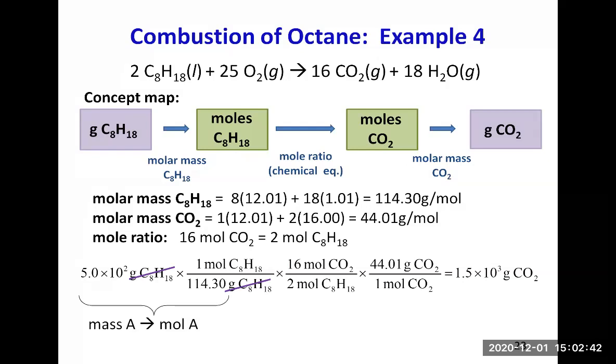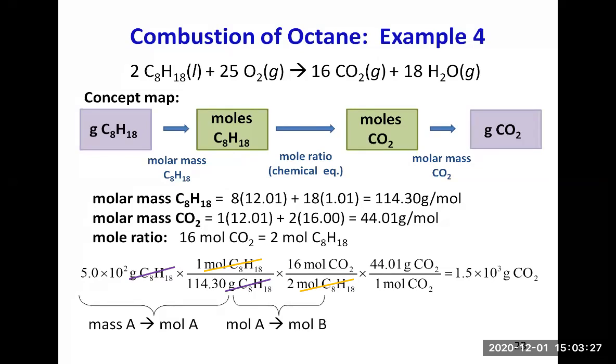This first calculation allows you to change the mass of substance A into moles of substance A, and A here is the octane. The second conversion factor needs to cancel the units of moles of octane, and that's the mole ratio conversion factor here, with the 16 moles of CO2 on top and the 2 moles of octane on the bottom, so that we can cancel the units of moles of octane. And so when you do this calculation, it converts the moles of substance A, which was octane, into moles of substance B, and that's carbon dioxide.